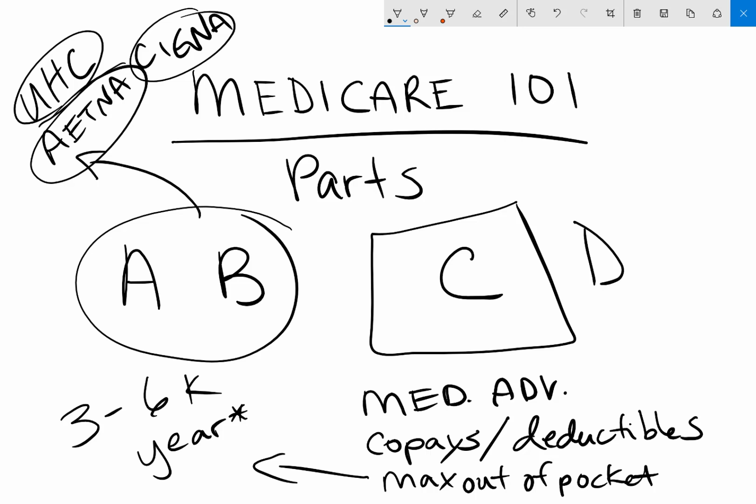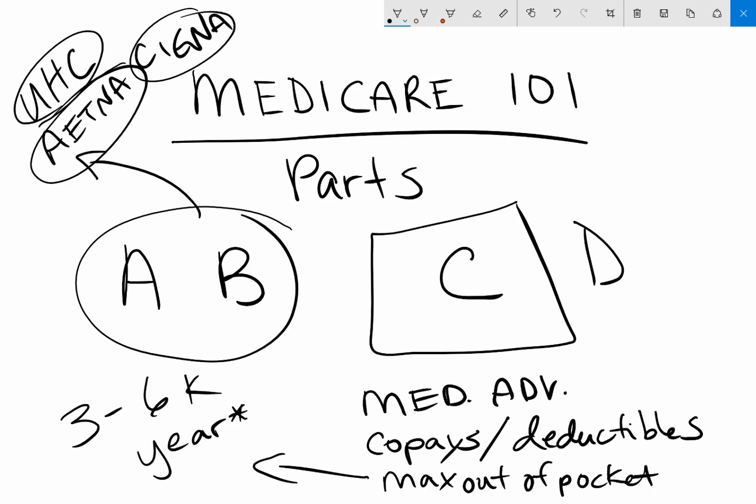With these plans, if you have to go to the doctor more frequently or you come down with any type of chronic illness, the Medicare Advantage plan could be more costly at that point, especially if you have to go to the hospital for those said chronic illnesses or events that come up.